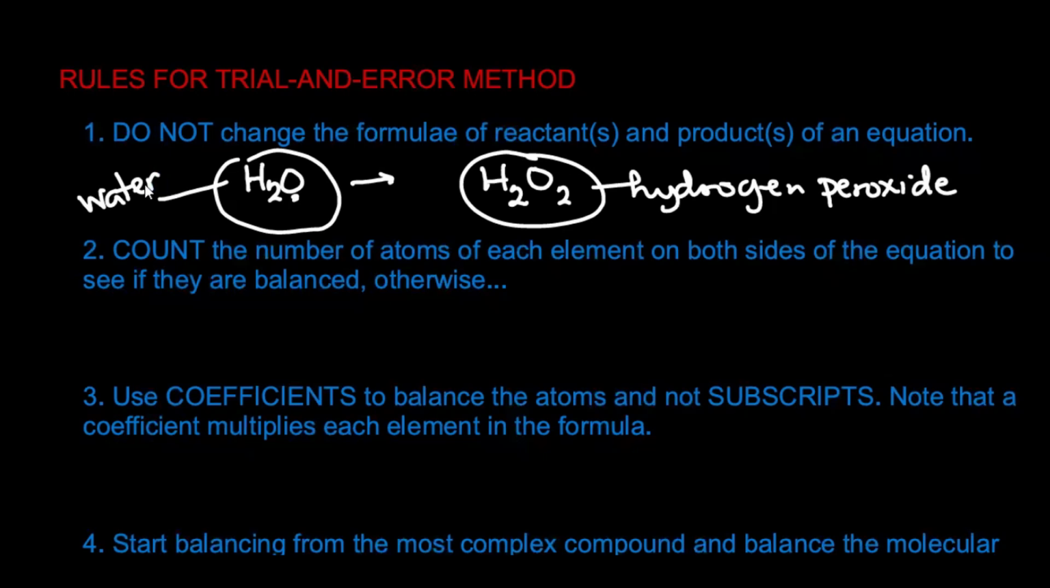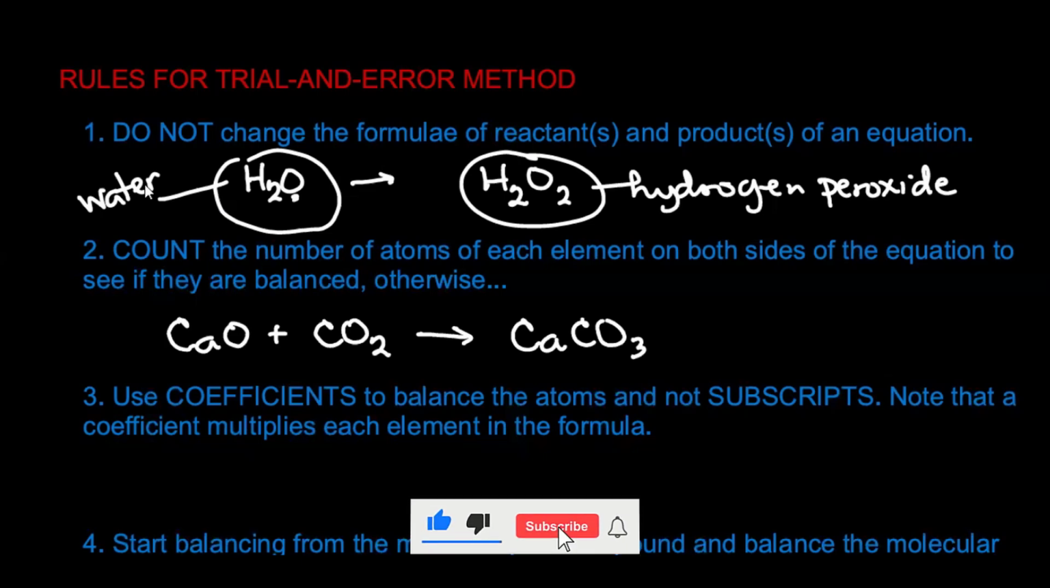Good. Then the second rule is that you must count the number of atoms of each element on both sides of the equation to see if they are balanced, right? Because at times you may not even need to balance the equation, right? If you count the number of atoms on both sides, you might just find out that the equation is already balanced. Example, the reaction of calcium oxide and carbon dioxide to give us calcium trioxocarbonate(IV), right? If you don't count the number of atoms of the elements on both sides of the equation, you might just end up doing useless work, right? But if you do that, you'll find out that this equation is already self-balanced, right?